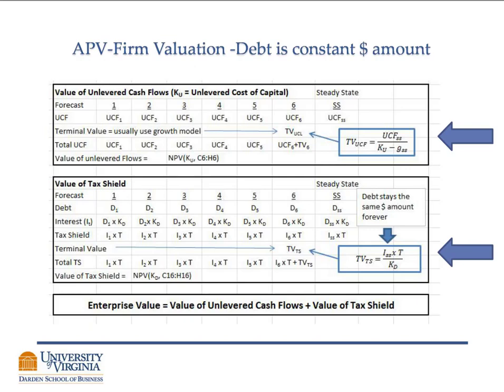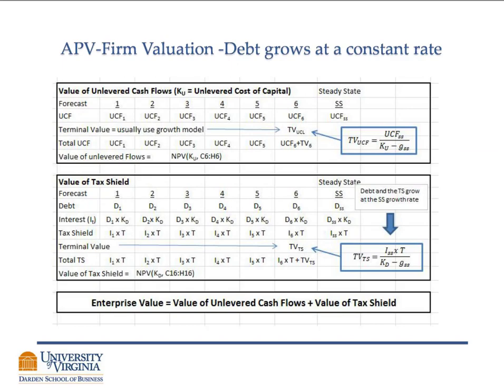Here we assume that the steady state dollar amount of debt is constant. Therefore, the tax shield doesn't grow, and the terminal value of the tax shield is just the terminal value with a zero growth rate. The enterprise value is then just the value of the unlevered cash flows plus the value of the tax shield.